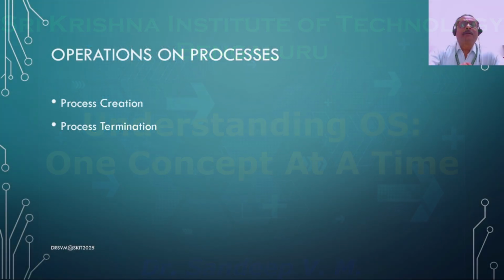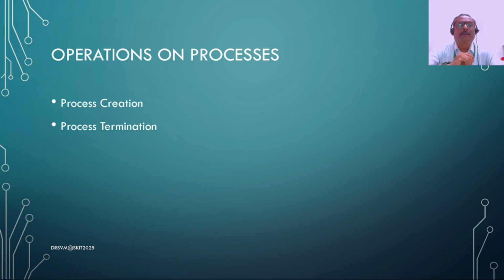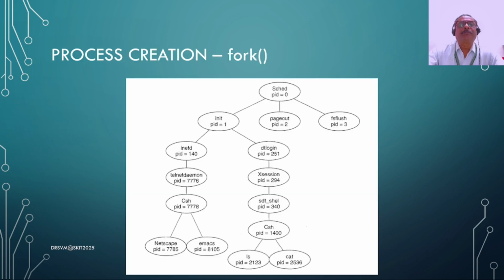Welcome back. Now let us discuss two main operations that are performed on processes by the process management system, and they are creation of the process and termination of the process. A process usually is created by calling a system call fork.